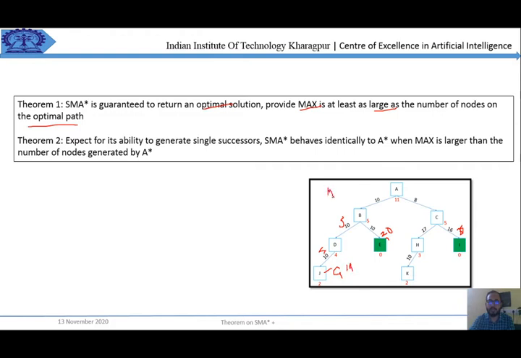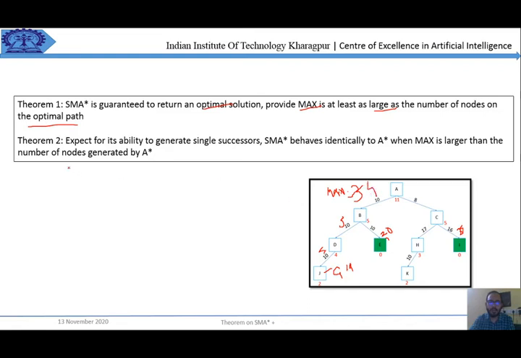But if I keep the max value as 3, then it will never go to this particular node, because only 3 nodes we can keep in the memory at any point of time. 20 will give a solution, and 24 also gives a solution, but the optimal is 19. So it will give an optimal solution provided the max is at least the number of nodes in the optimal path. So at least it has to be 4. It can be more than that.